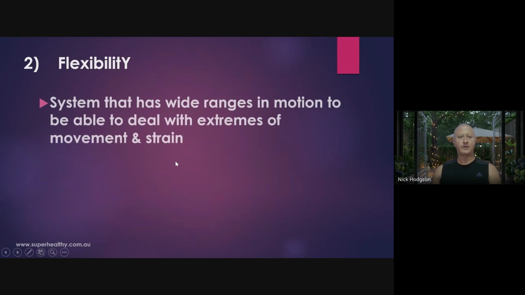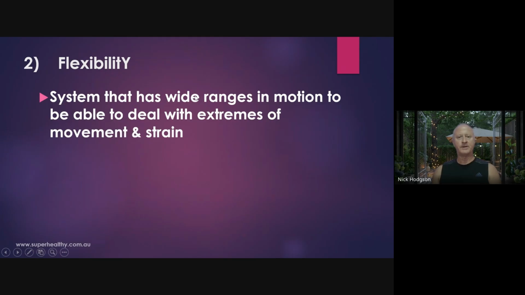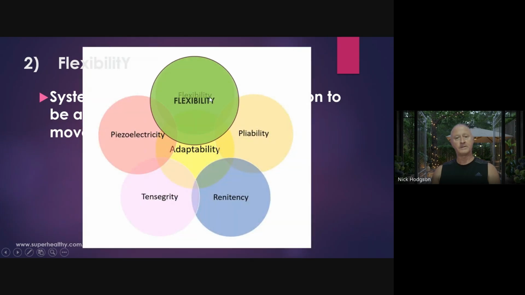So then we have flexibility. With any system, there is a range of motion. There's extremes of how much and how little is achievable. And the system has to have a range of motion. The bigger the range of motion, the greater the ability to survive, the greater the ability to adapt. So a system has to be flexible, has to be able to go from high to low and anywhere in between.